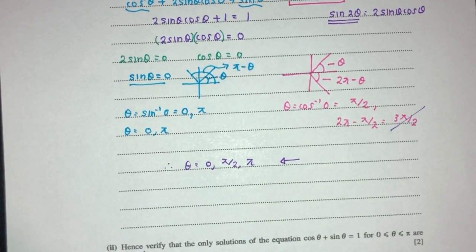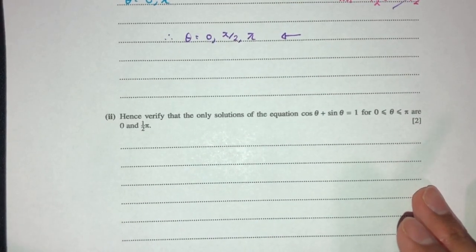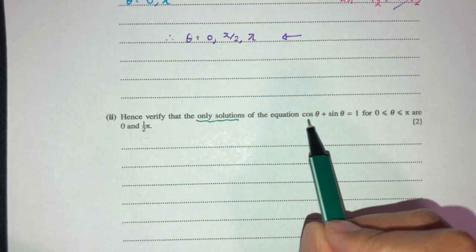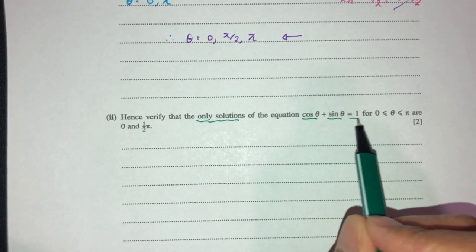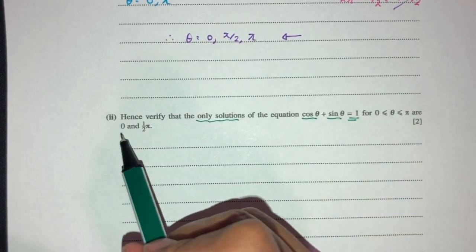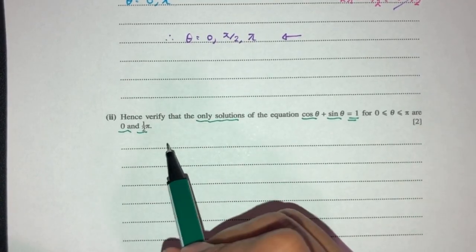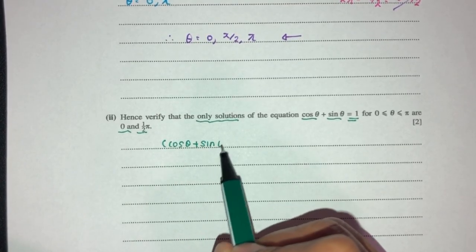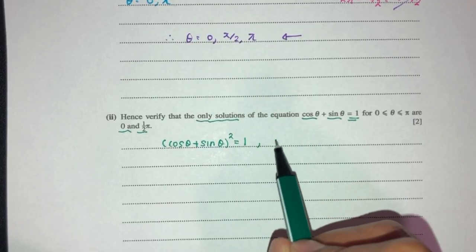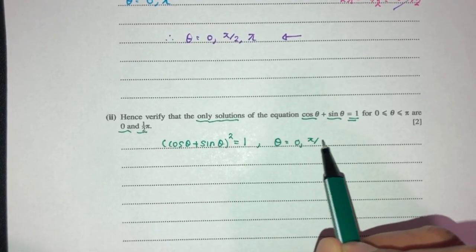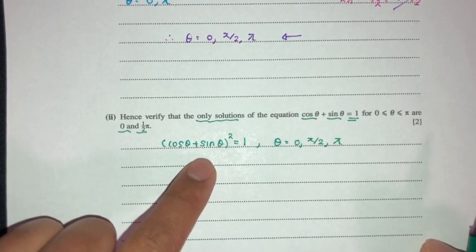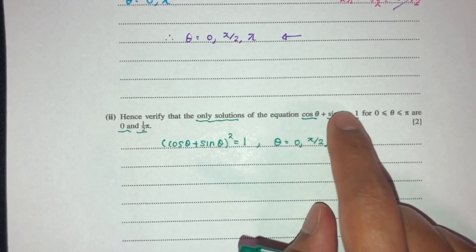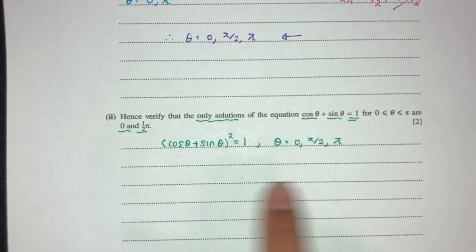That is part A of your question. Now for part B, we can use that information, right? Verify that the only solutions of the equation cos theta plus sine theta equal to 1, between this domain, are these two. At first we had the equation (cos theta plus sine theta) squared equal to 1, and for that, the solutions were 0, pi by 2, and pi. Now from this, we have to verify that for this equation, without the square, it has to be only these two.